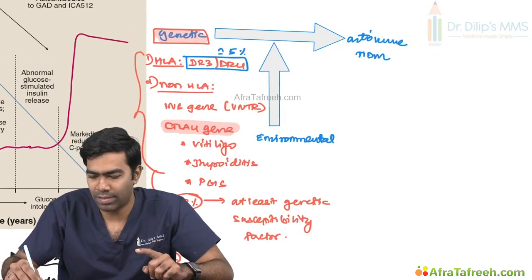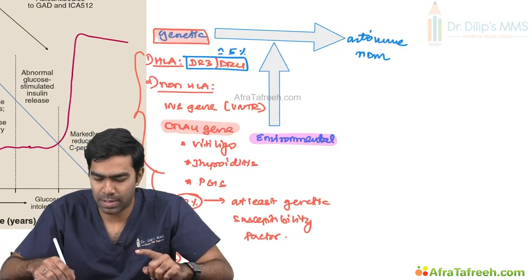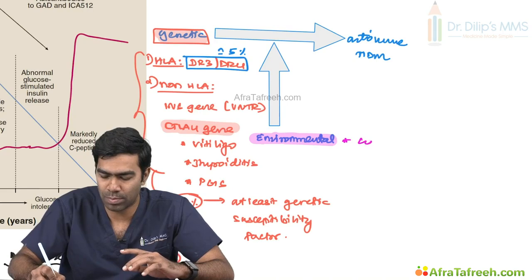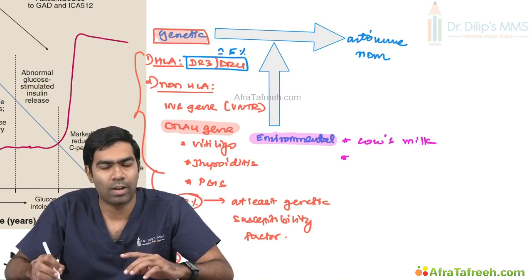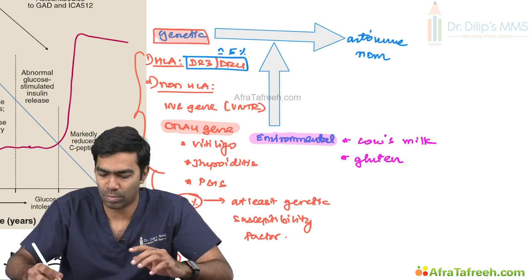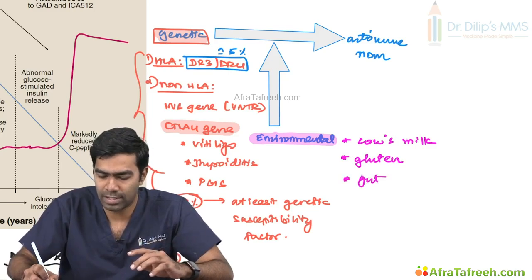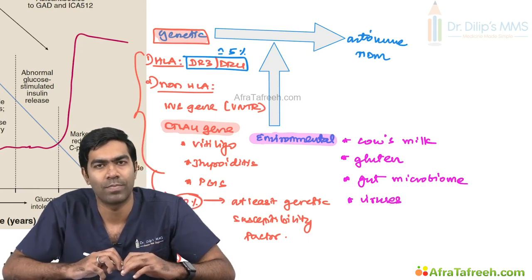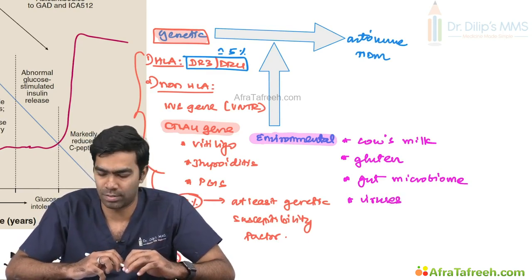Okay. Now, having known about the genetic background, let us see some of the important points on the environmental triggers. The most important being the cow's milk has been consistently proven, along with the entry of gluten in the diet of the child can trigger the development of autoimmunity, or alterations in the gut microbiome can result in the development of autoimmunity. And at the same time, certain viruses like Coxsackie B viruses can also trigger the development of autoimmunity.